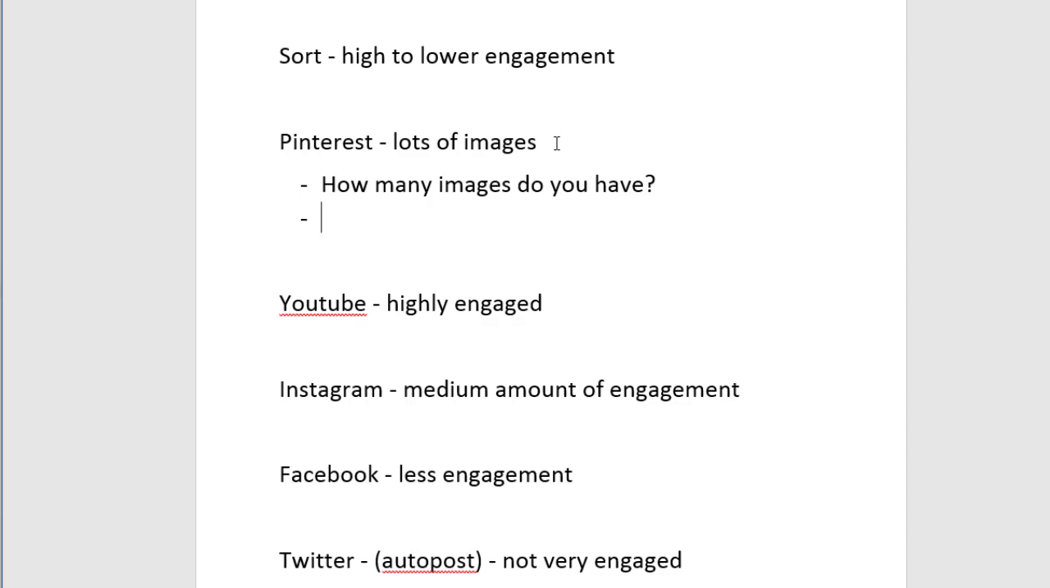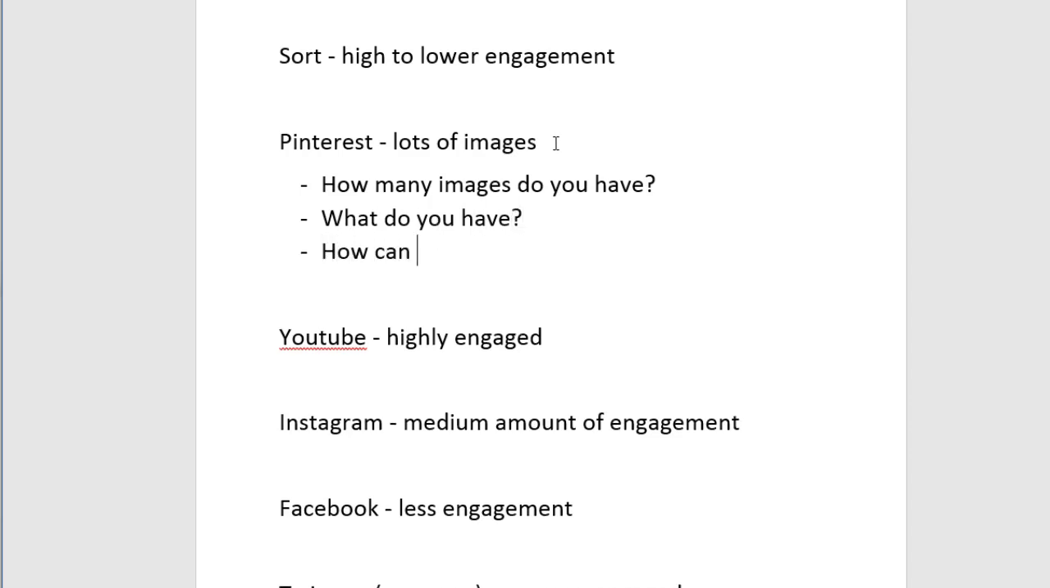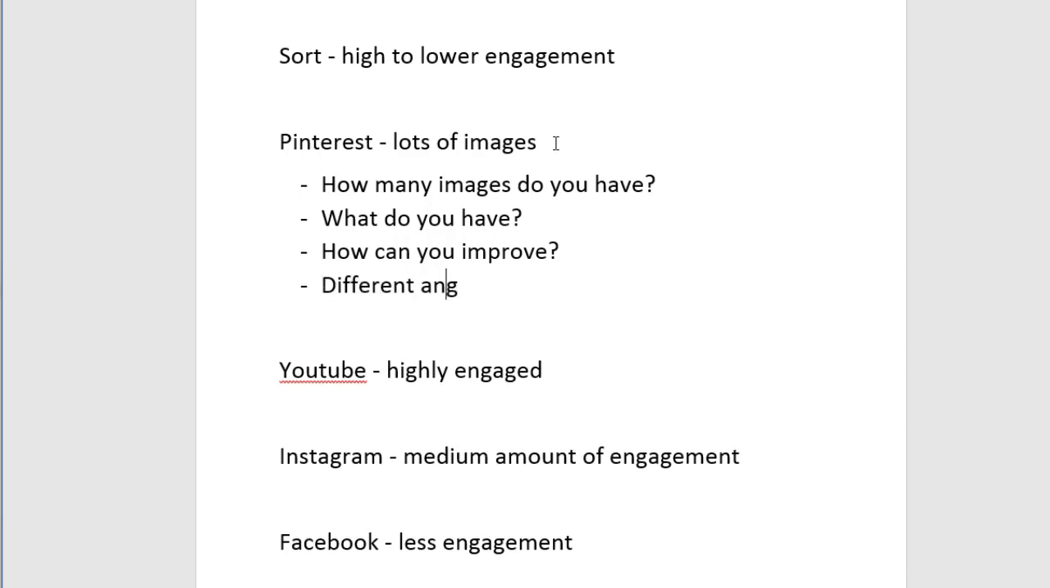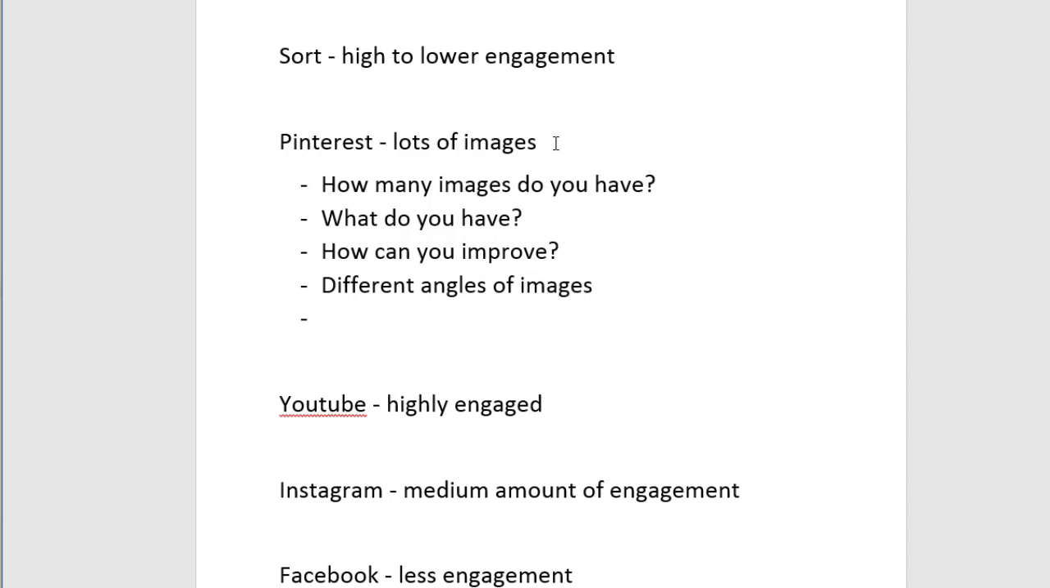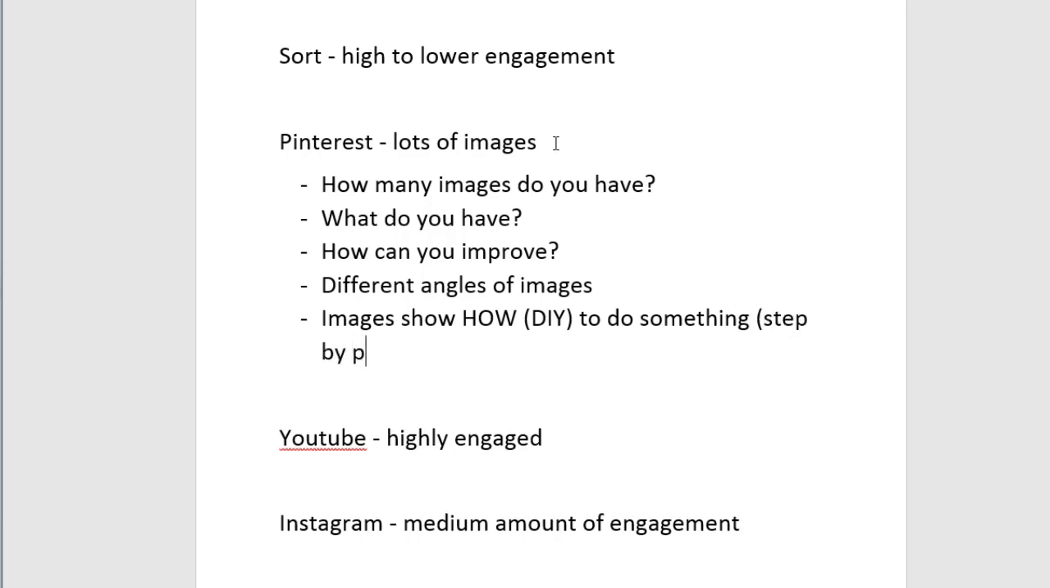Basically what you're trying to do is trying to figure out, what do you have and what can you improve on? So what do you have? How can you improve? So if your images, for example, are not very professional, you need to find a way to improve that. Now, because this is DIY, it looks like to here that you're going to need a lot of images. You're going to need different angles of images. And the images need to show how, because it's a DIY niche, how to do something. So sort of a step-by-step process.